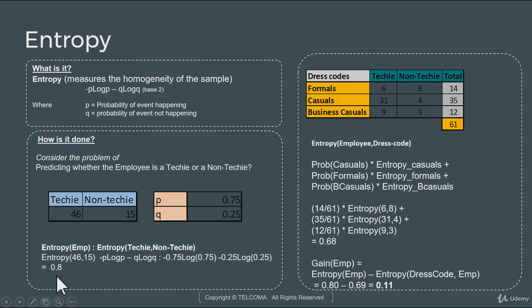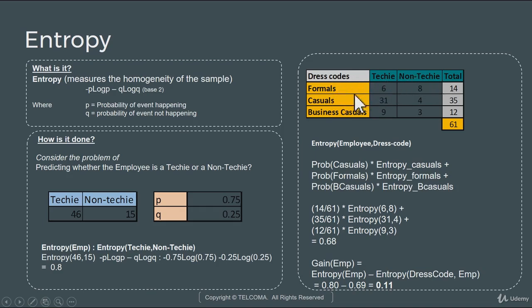0.8. Now we need to calculate something called information gain. Information gain is given as entropy of the employee, which is entropy between techie and non-techie, minus the entropy of the attribute we're considering right now with respect to the outcome. So entropy of employee, which has values like techie and non-techie, minus entropy of the dress code with respect to the employee. Entropy of dress code with respect to the employee can be calculated as follows. Let's say we have three values over here: formals, casuals, and business casuals. If we divide them further into techie and non-techie, this is how it looks.